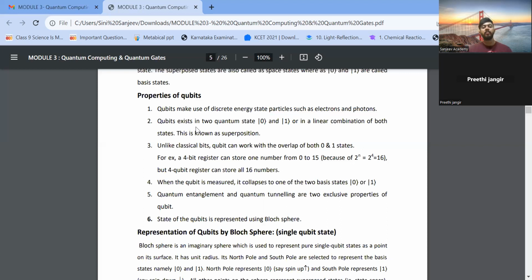Properties. Qubits are important because they can ask an 8-mark question on this qubit. And again, it makes use of discrete energy. Discrete energy in the sense, discrete.